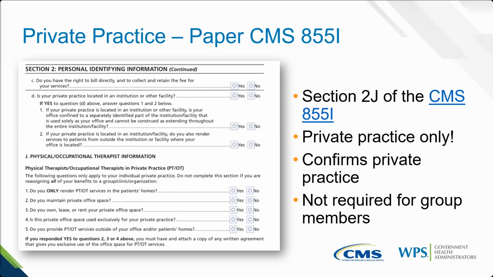So here is what this questionnaire is all about. It's purely about confirming that the PT or the OT is in private practice, free of governing oversight. They are completely freestanding, if you will. So the first question they're asking: do you only render your services in patients' homes? Yes or no? That is information that we leverage when we get to section 4.